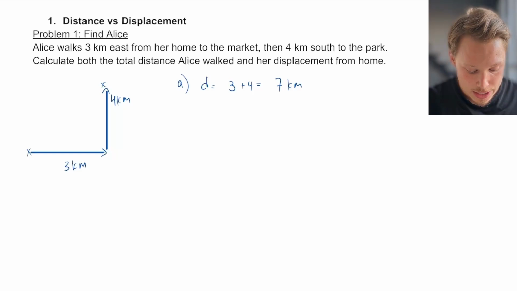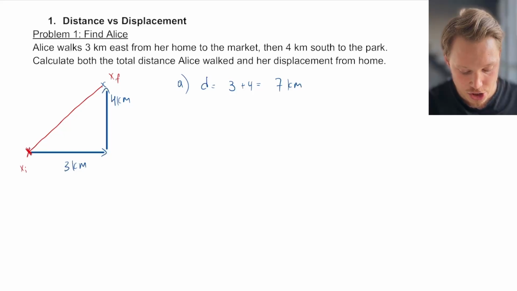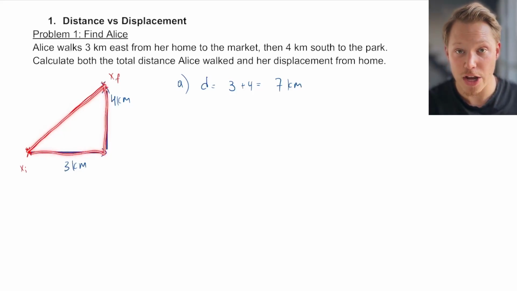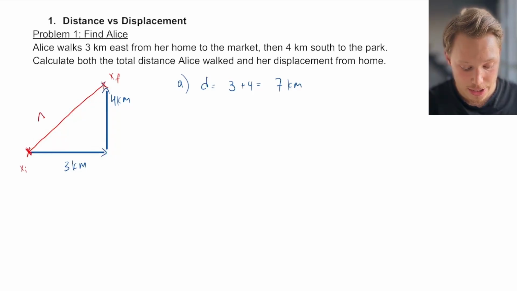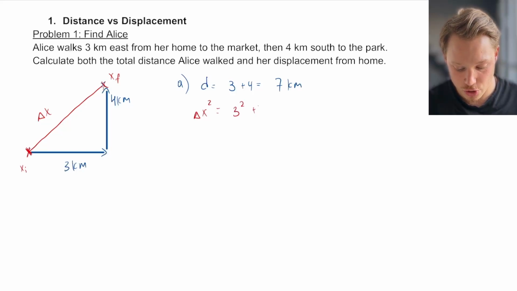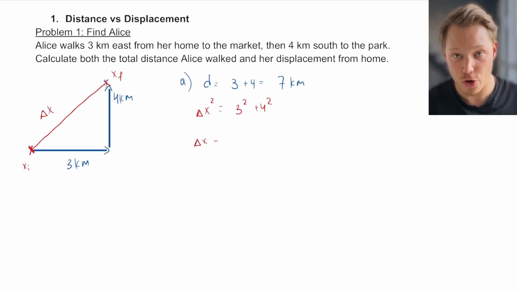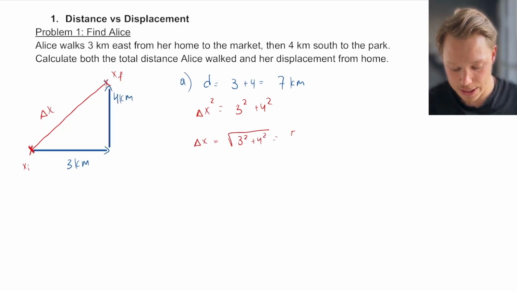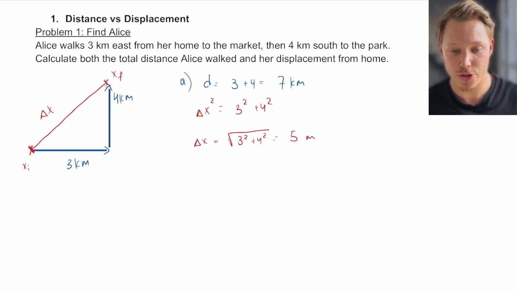Now, the displacement is going to be the distance between where she started, so her initial position, and her final position, where she ended up. You can probably see already that this is going to be a right triangle, where we're calculating the hypotenuse. If you remember the Pythagorean theorem, it says that hypotenuse squared is equal to 3 squared plus 4 squared. If we're solving for the displacement by taking the square root of both sides, we get that displacement is 5 meters.